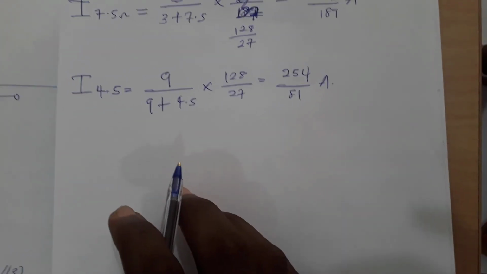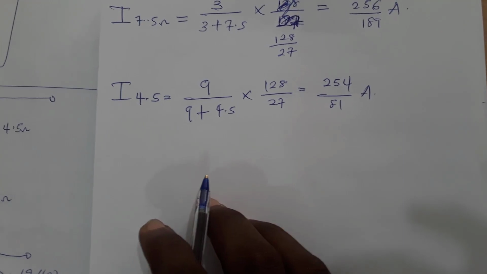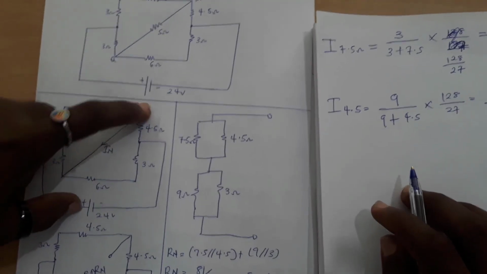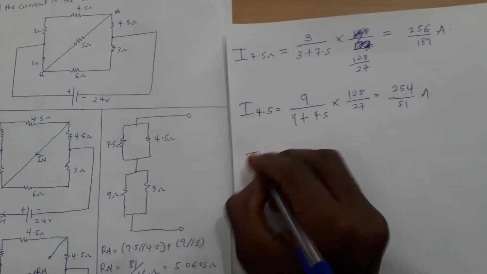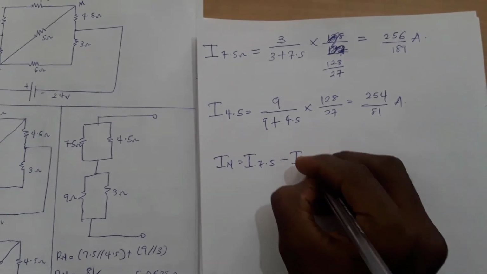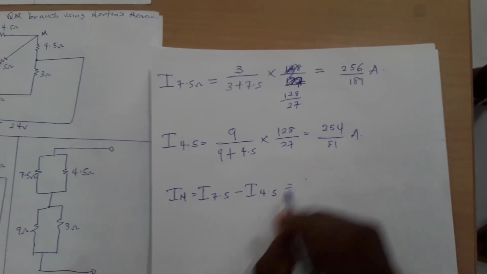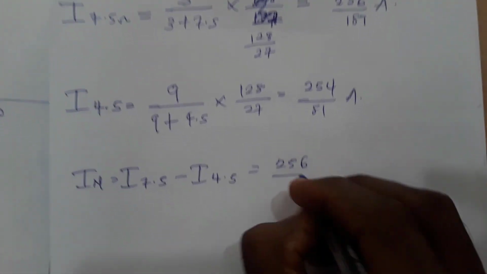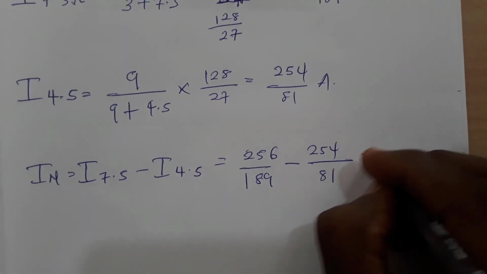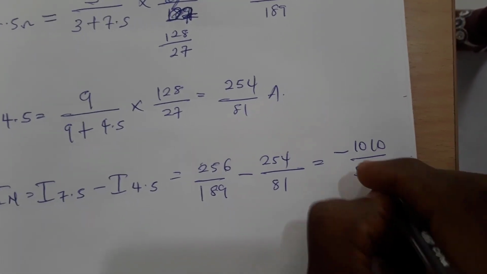So the difference between this and this should give us the IN, because this is coming this way and this will go this way, but we want the current in the opposite direction, so that this will meet this and will flow through this direction. So I can say that IN will be equal to the current in the 7.5 ohm minus the current in the 4.5 ohm because of the direction. So the current for this is 256 out of 189 minus 254 out of 81, and this should give us minus 1010 out of 567 amperes.